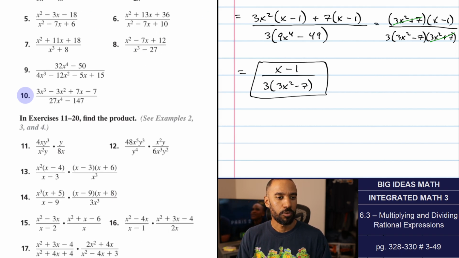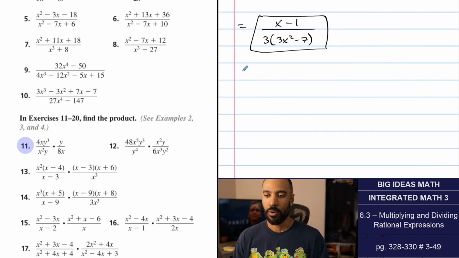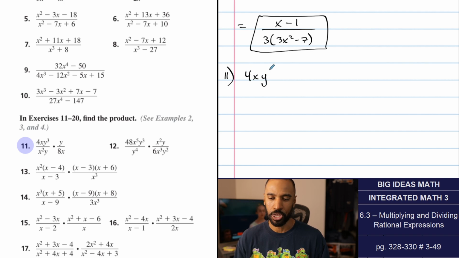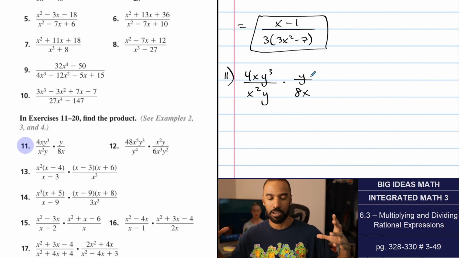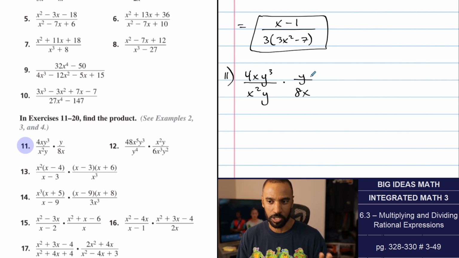Okay, numbers 11 through 20, we are to find the product. So it's just like kind of a step behind what we were doing on these other sets. Now, I tend to, and I mentioned this in the lecture portion, I tend to not multiply things out in general. I will only multiply things out into one fraction when I'm all done doing all cancellation I need.